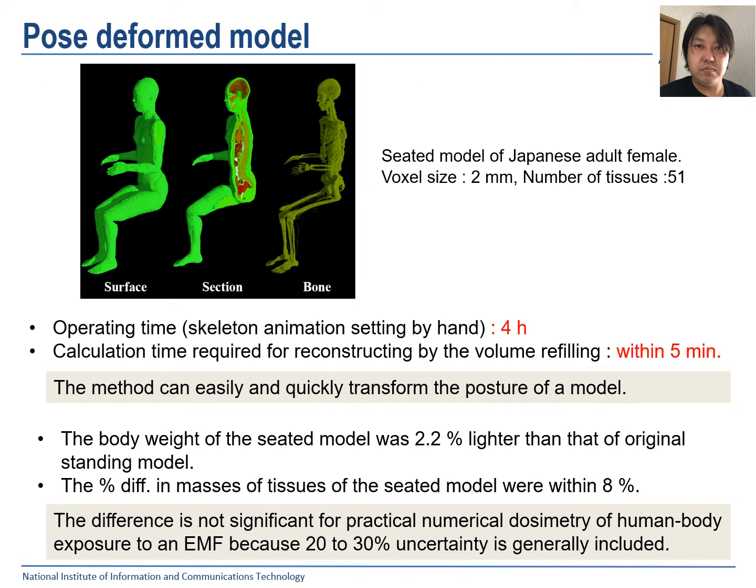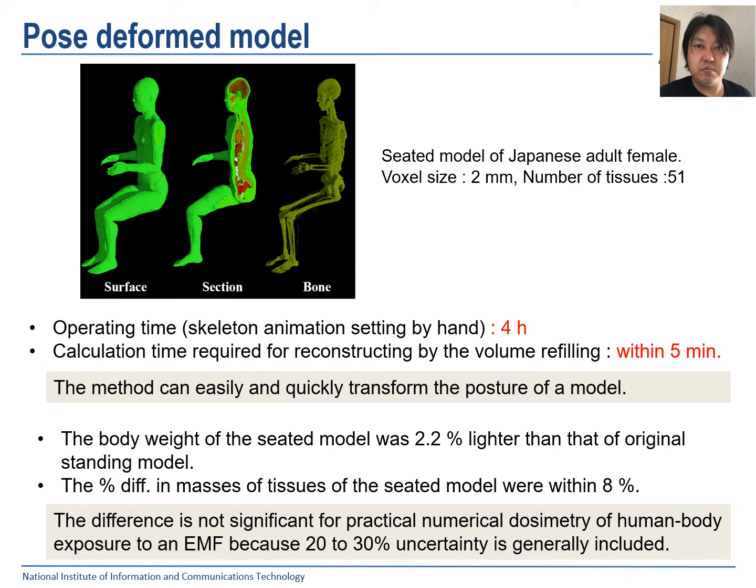Here are more images of the seated female model. The operating time for setting the skeleton animation by hand was about 4 hours for this female model. The calculation time required for reconstructing by volume refilling was within 5 minutes. So, my proposed posture transformation method can easily and quickly transform the posture of a voxel-based computational model.